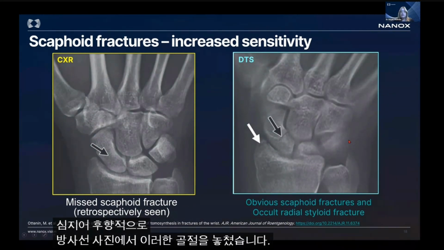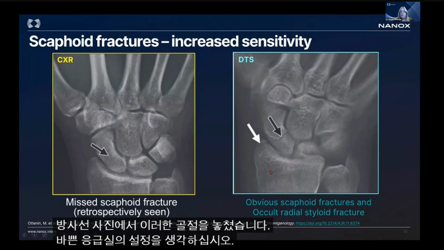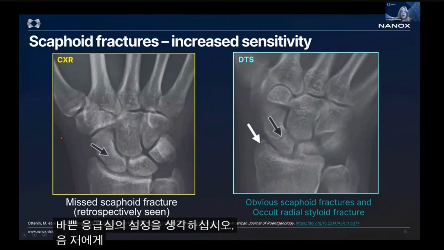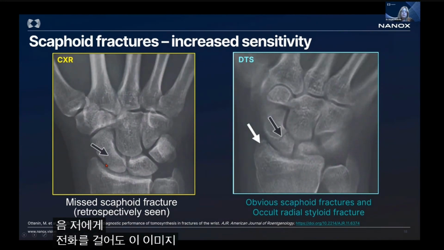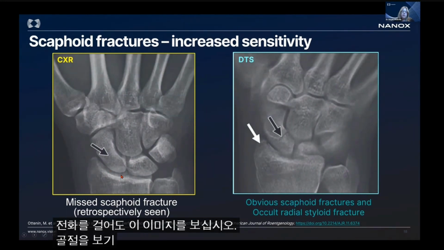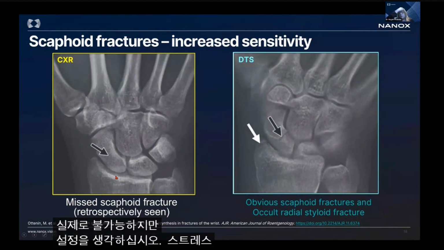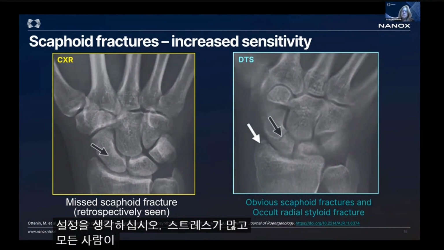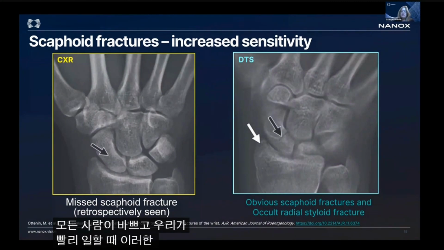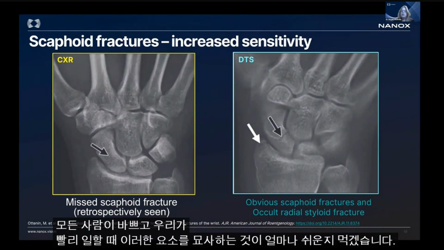Just think of the setting of a busy ER. Even when you calmly look at this image, it's hard to see the fracture. It's actually impossible. But just think of the setting when there's a lot of stress and everyone's busy and we work fast. How easier it is to miss these fractures.